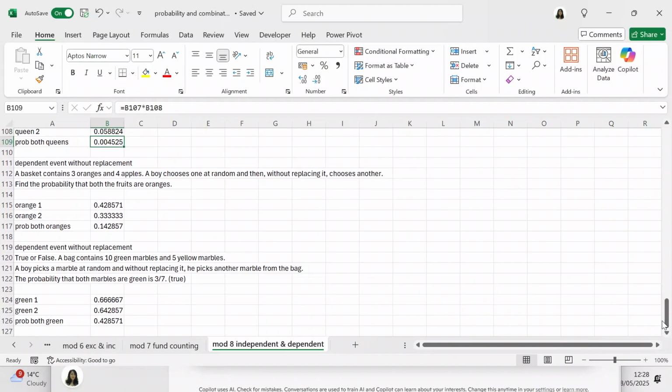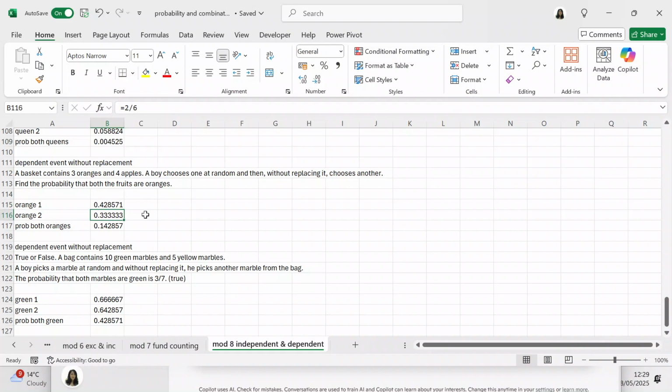So we have another question. It's a dependent event without replacement. A basket contains 3 oranges and 4 apples. A boy chooses one at random and then, without replacing it, chooses another. Find the probability that both fruits are oranges. So the probability of the first orange being pulled is 3 divided by 7, because 3 is the number of oranges and 7 is the total number of fruits. So that's 42.85%.